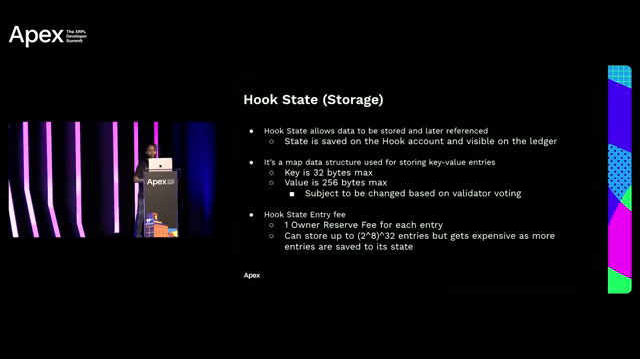All right. So now going on to the hook state, which allows application data to be saved onto the hook account. This is going to be visible on the ledger, and you'll be able to query that data too. It's a map data structure that's used for storing key value entries. So the key is 32 bytes max. Value is 256 bytes, and that's subject to change based on validator voting. But currently on testnet v3, it's 256.